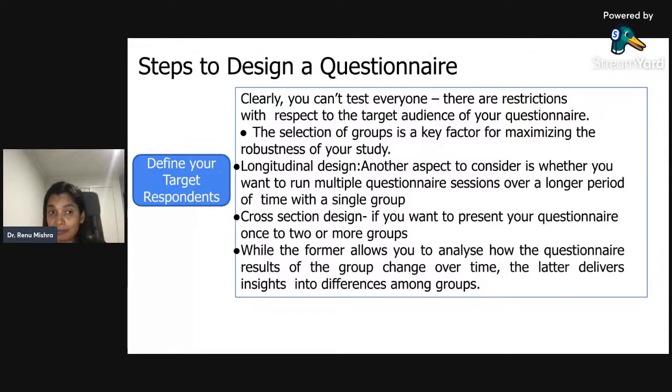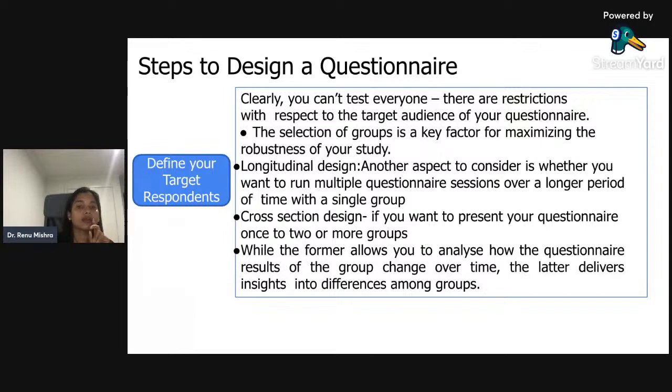Cross sectional design means cross sectional study. You come across this term often. Longitudinal design, longitudinal study, versus cross sectional, where you present your questionnaire once to two or more groups. That means just once you are collecting the information from the respondents, you're not approaching them again.